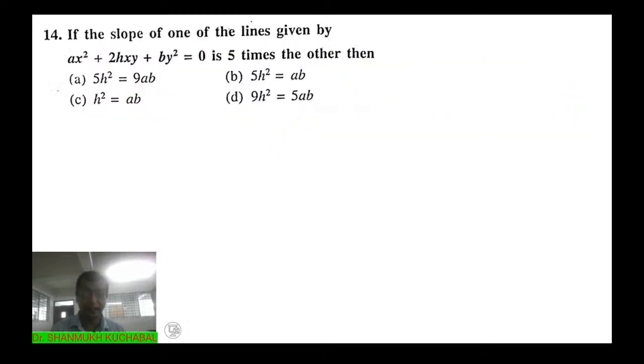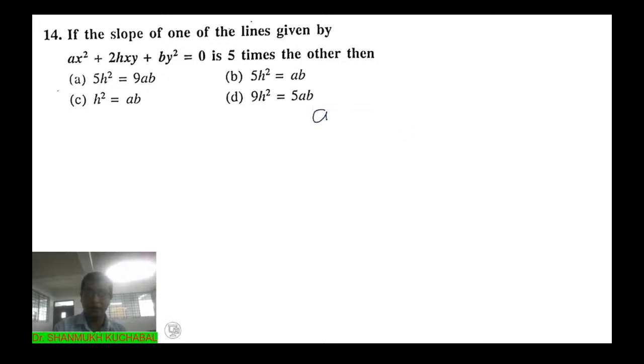We'll move to our next example. If the slope of one of the lines given by ax square plus 2hxy plus by square equal to 0 is 5 times the other, then we have to write a relation between h square and ab in the following options. So we'll write an equation first.